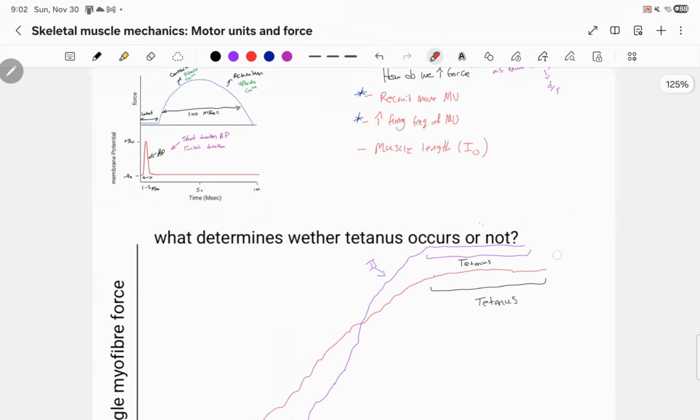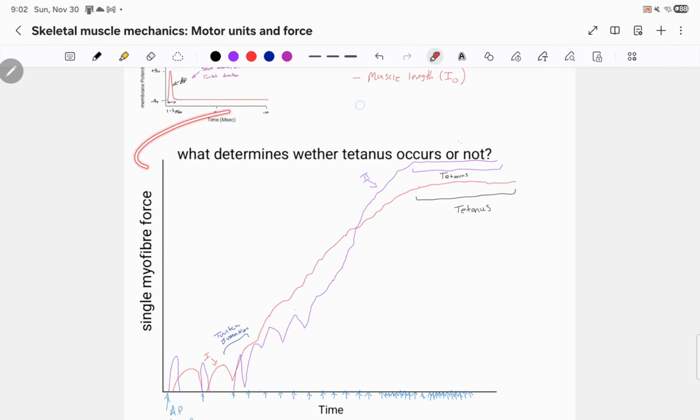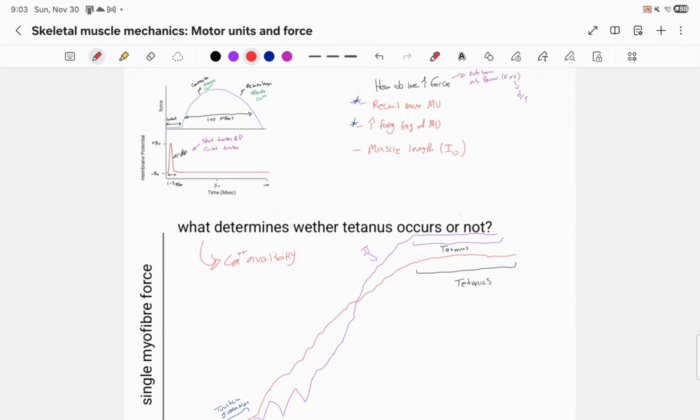One question we did not end up addressing here, which I'm surprised I forgot about, is for tetanus. What determines whether tetanus occurs or not? And you should already know the answer here. It's calcium, right? It's the duration of calcium availability in the cytosol, okay? If more calcium is available, then we're going to be able to reach tetanus. If less calcium is available, then the muscle's going to start relaxing, okay? That's just a given, okay? All right, now let's get back to this.